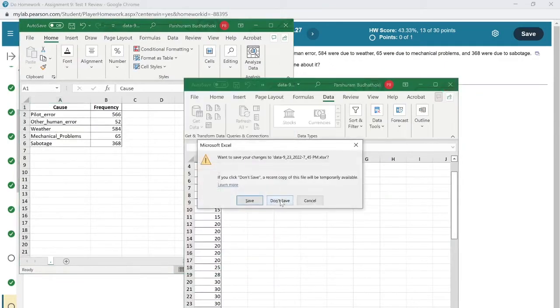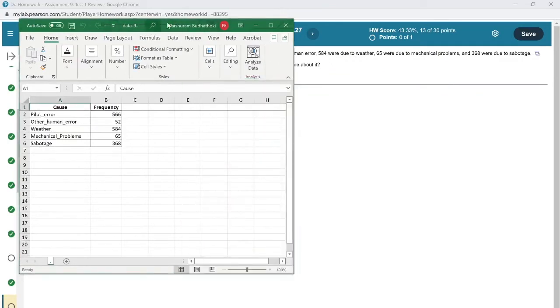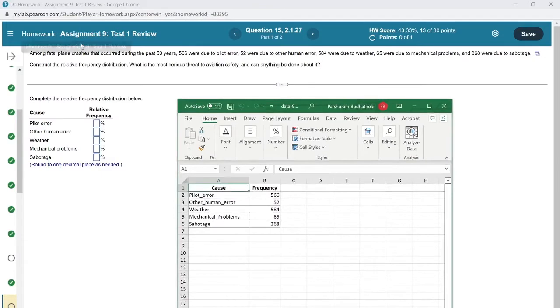So these are the frequencies we have been given. Let's read the problem first. It says, among fatal plane crashes that occurred during the past 50 years, 566 were due to pilot error, 52 were due to other human error, 584 were due to weather, 65 were due to mechanical problems, 368 were due to sabotage. So these are the different categories for the accidents, and these are the frequencies.